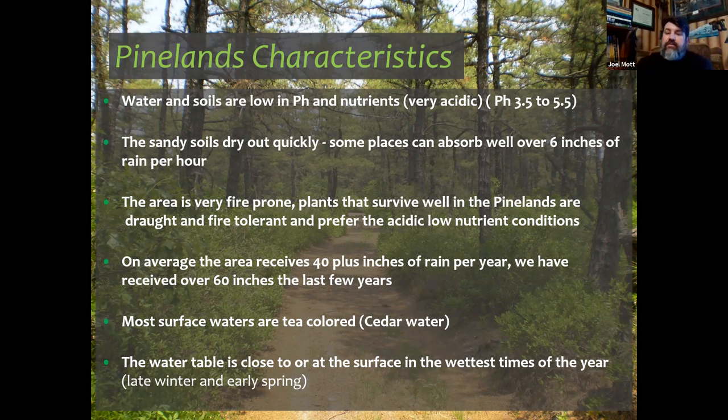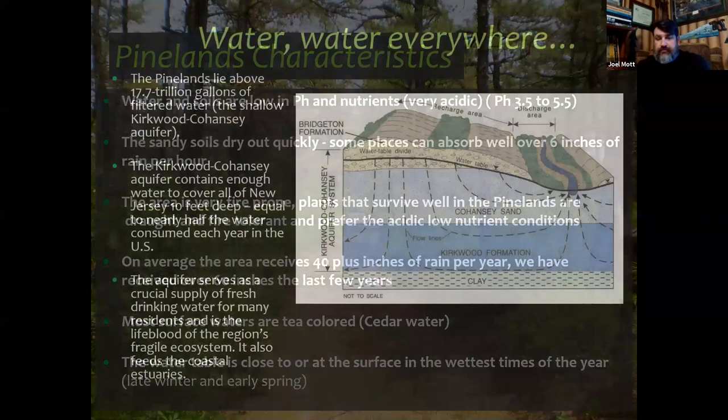So once the leaves fall off in the fall and the trees stop growing for the year, that's when the water table comes up to its highest level. Right around this time, February, March, the water table is at its highest. Some places in the Pinelands, that water table actually comes to the surface. So we have a lot of vernal ponds, a lot of other places in the Pinelands where the aquifer is exposed, and we'll talk about that quickly as we go through.